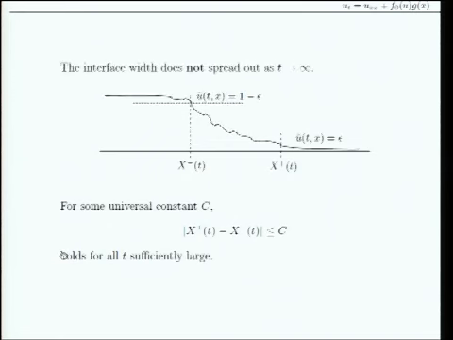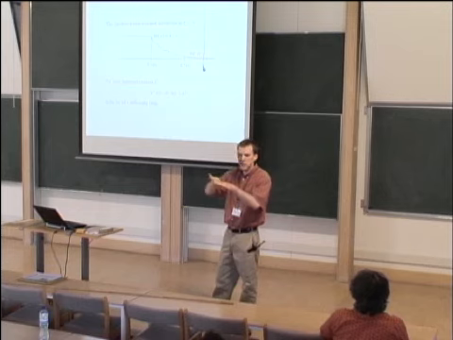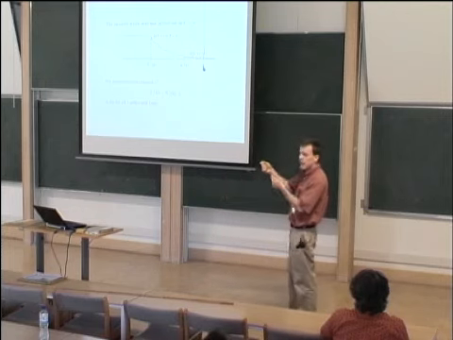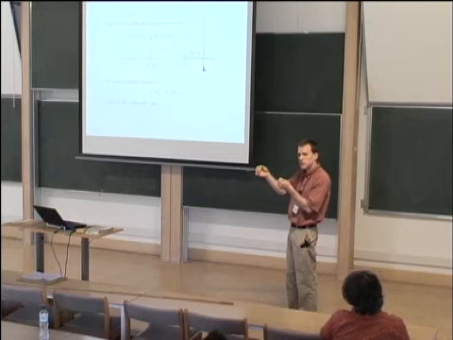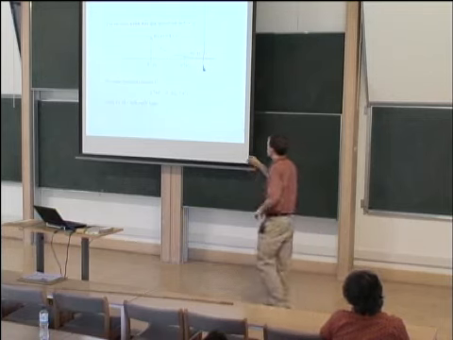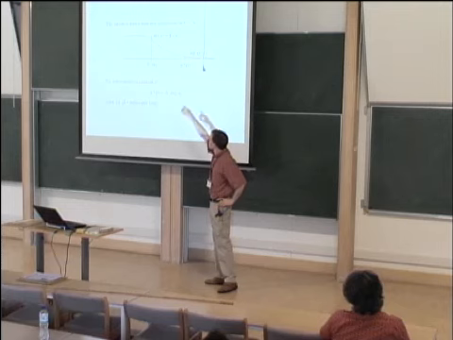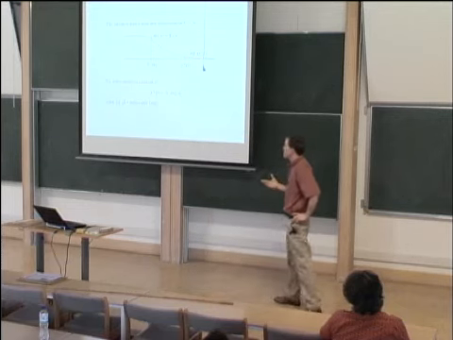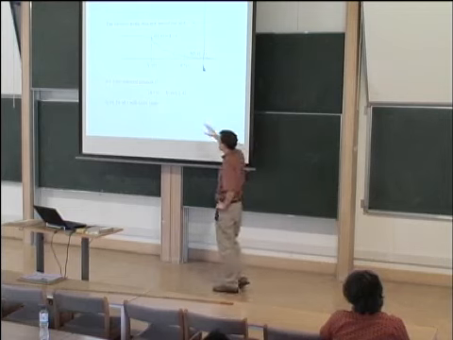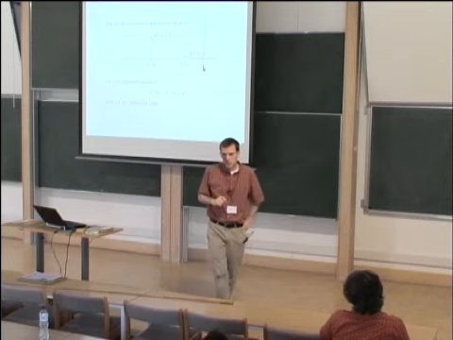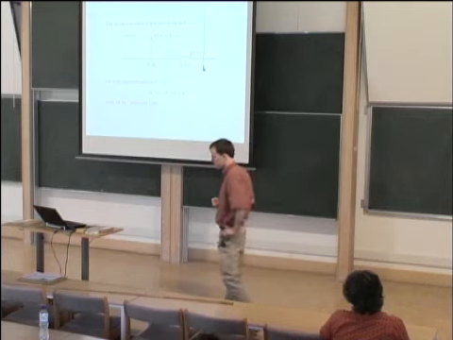Nevertheless, you can show that fluctuations do not cause the interface to smear out. The nonlinearity always has a focusing effect. We can prove that if you take any two level sets of the solution, then those level sets have to stay close. So x plus is a level set corresponding to u equal epsilon, x minus corresponds to 1 minus epsilon, and then there's a universal constant which bounds the distance between these level sets.